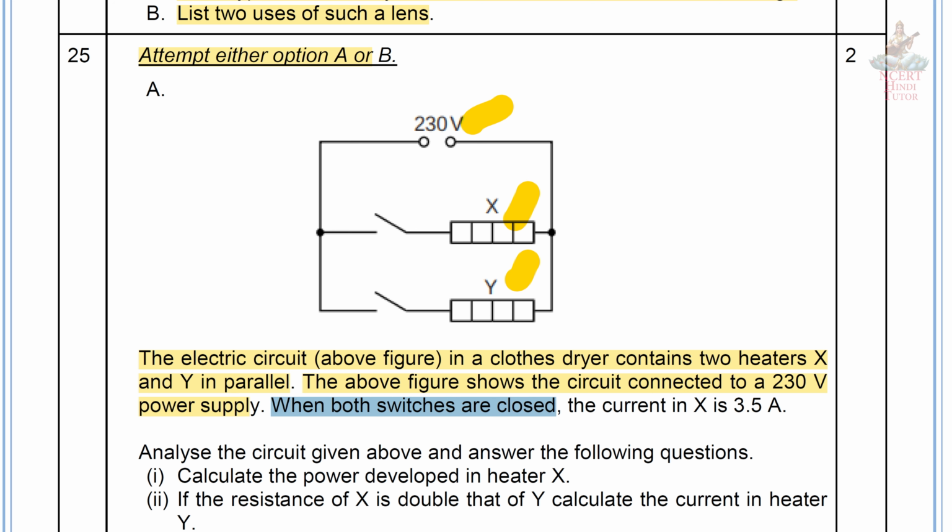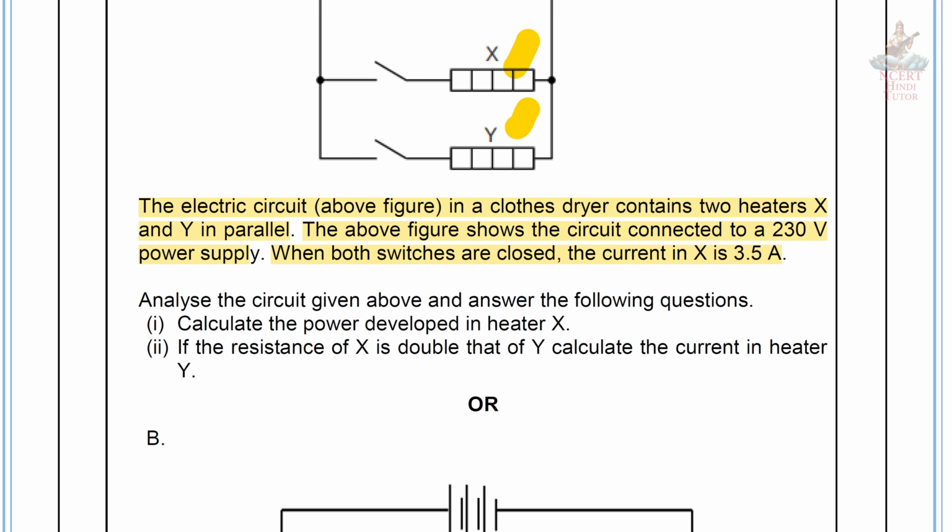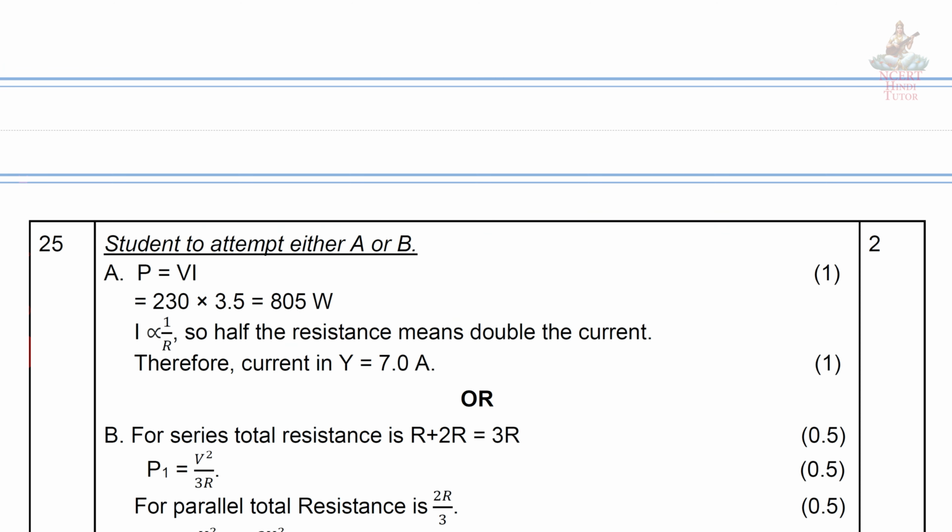When both switches are closed, the current in X is 3.5 ampere. Analyze the circuit given above and answer the following questions. First, calculate the power developed in heater X. Answer. We know power is equal to VI, that is voltage multiplied by current. We know voltage is equal to 230 volts and current is equal to 3.5 ampere. So power is equal to 805 watt.